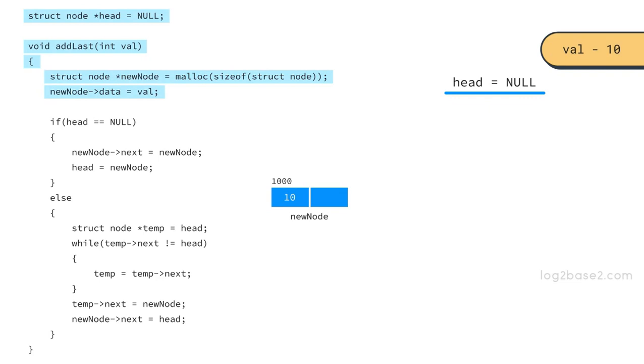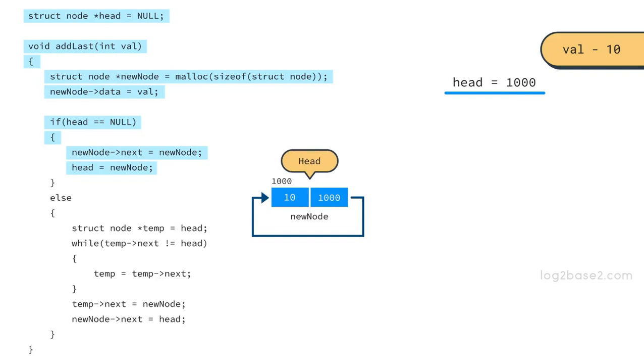Now, if the circular linked list is empty, this new node will be the only node and it should become the head. So check it and we got head equal to null. So that means the linked list is currently empty. And if returns true here, and since the new node is the head and it will be the only node, its next should point to itself. So set new node next equal to new node and make it the head of the linked list. So we have head equal to new node. So head has the address 1000 and points to this node. Now we have the circular linked list with one node.